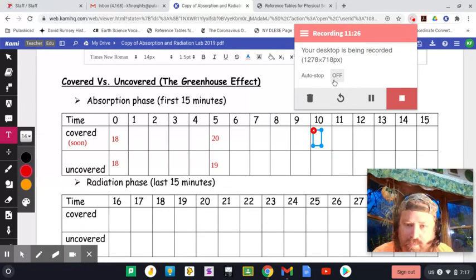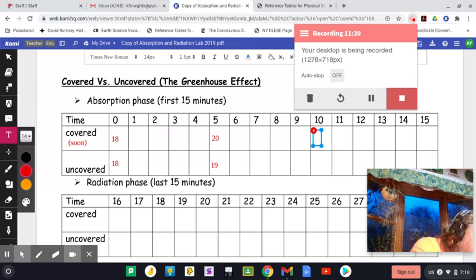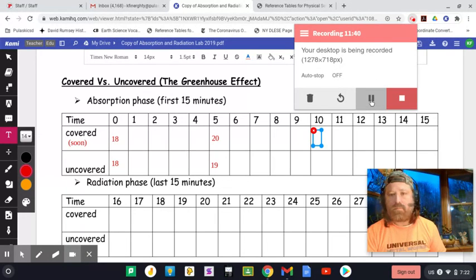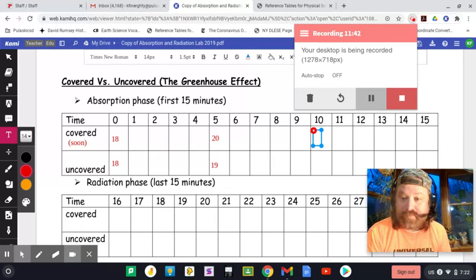All right, I paused anyway to get us there. We are both at 23 degrees Celsius. At 10 minutes, we're both at 23 degrees Celsius. I'll pause and come back at 15. All right, we're back for the 15-minute reading.